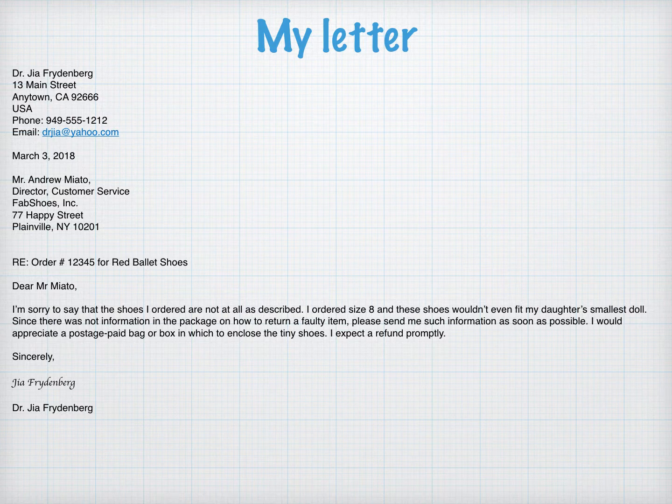And it's a complaint letter complaining about some shoes that I had bought. It says, "I'm sorry to say that the shoes I ordered are not at all as described. I ordered size 8 and these shoes wouldn't even fit my daughter's smallest doll. Since there was not information in the package on how to return a faulty item, please send me such information as soon as possible. I would appreciate a postage-paid bag or box in which to enclose the tiny shoes. I expect a refund promptly. Sincerely," and my name. And when I'm really serious, I put in the doctor in there. It usually gets even better responses.